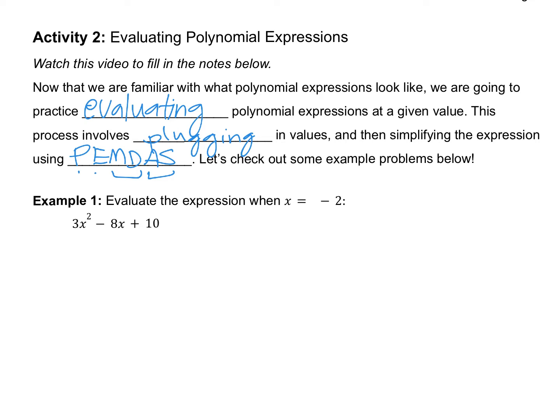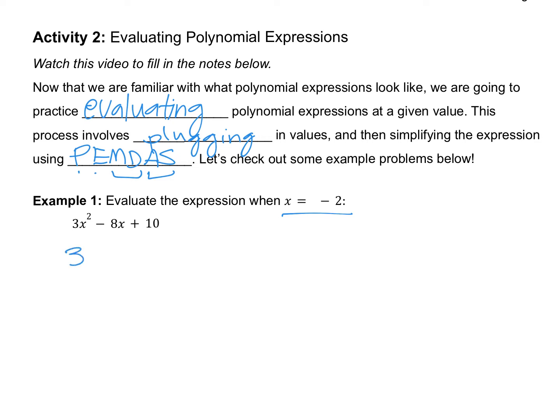So let's check out some examples below. Example 1, evaluate the expression when x equals negative 2. And then we have the polynomial expression 3x squared minus 8x plus 10. Okay, so first we plug in the value. So it says x is negative 2. So everywhere we see an x, we need to plug in a negative 2.